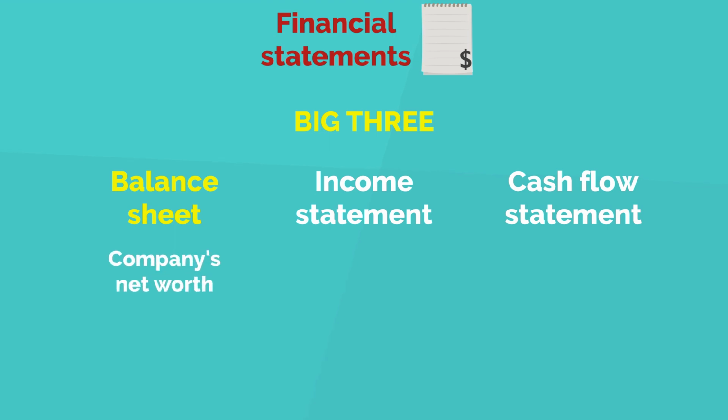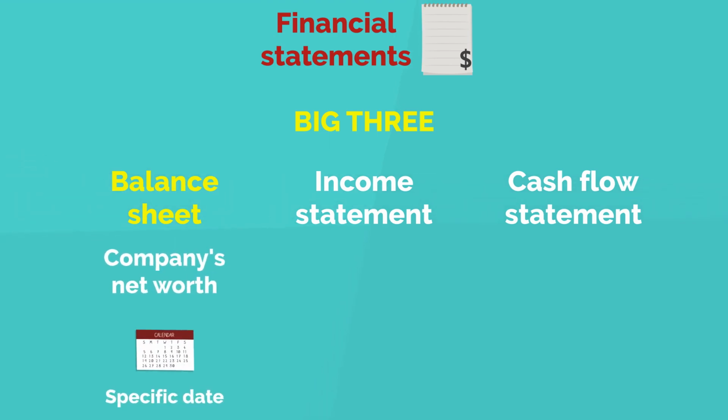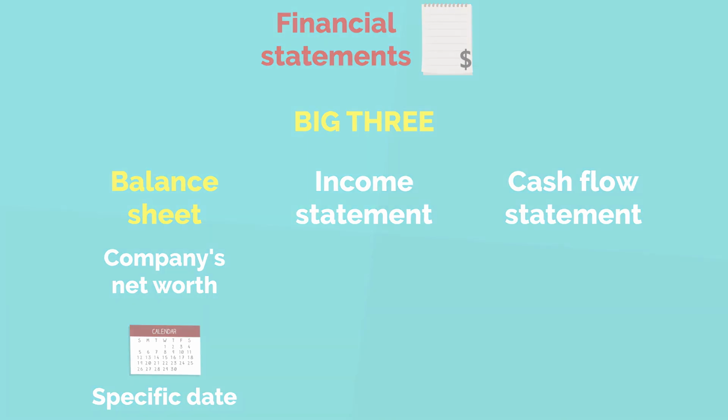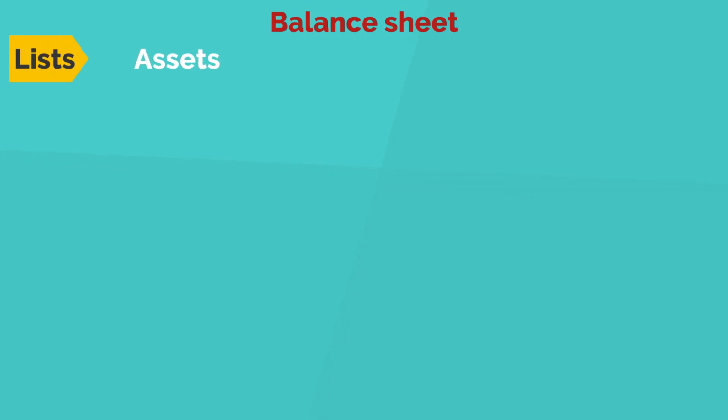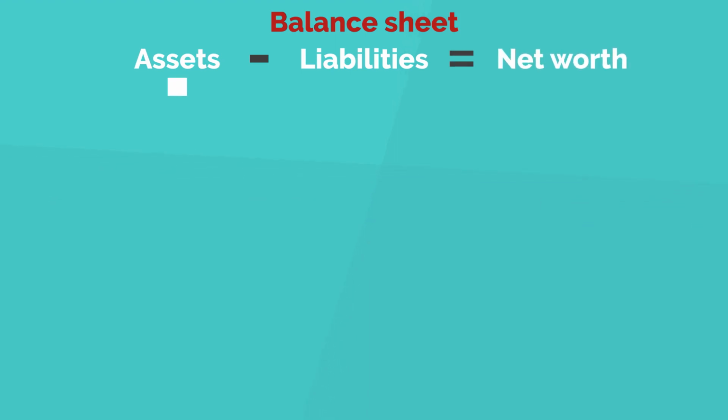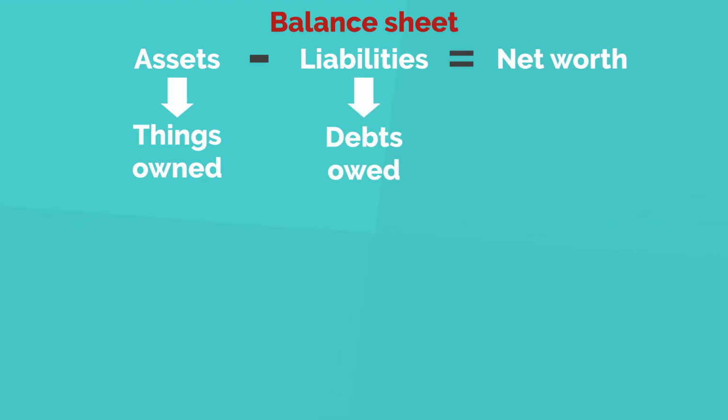If you want to know the net worth of the company on a specific date, then the balance sheet provides this information. A balance sheet simply lists all the assets and liabilities, along with their accounting values. The total of the assets minus the total of the liabilities is called net worth. Assets are things owned. Liabilities are debts owed. The difference is called net worth. Another name for net worth for a business is called owner's equity.